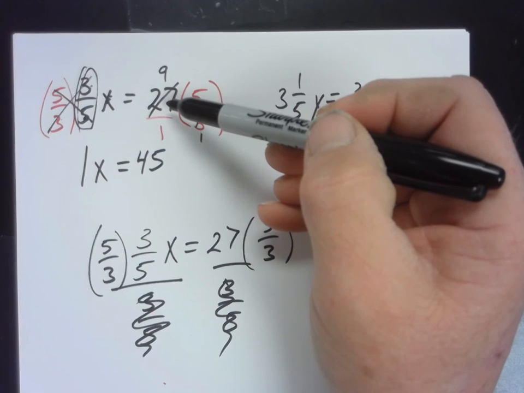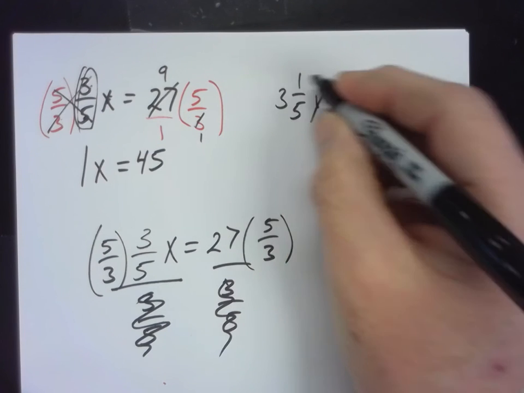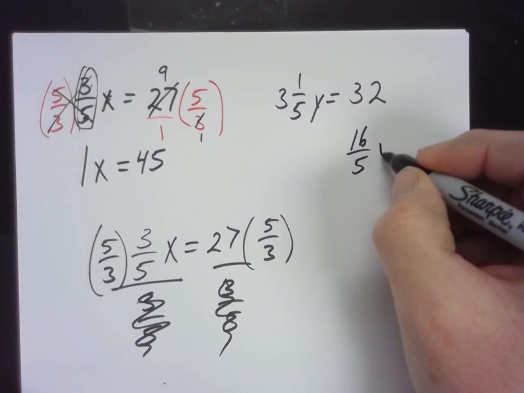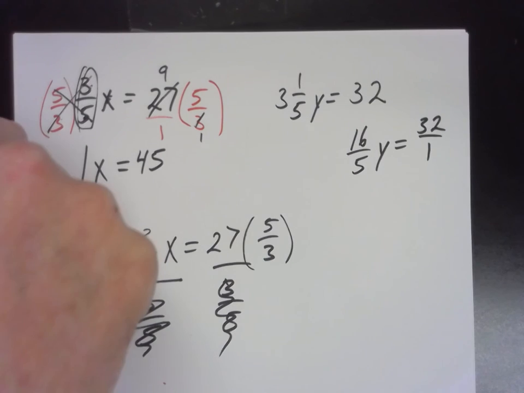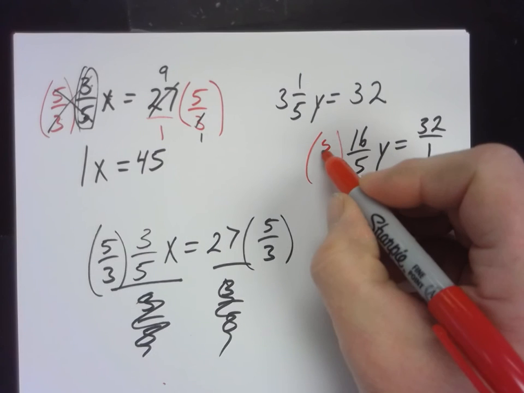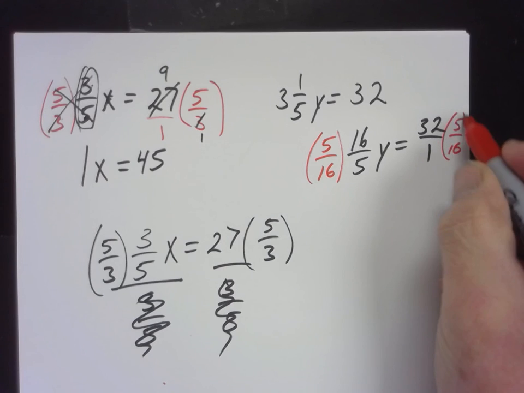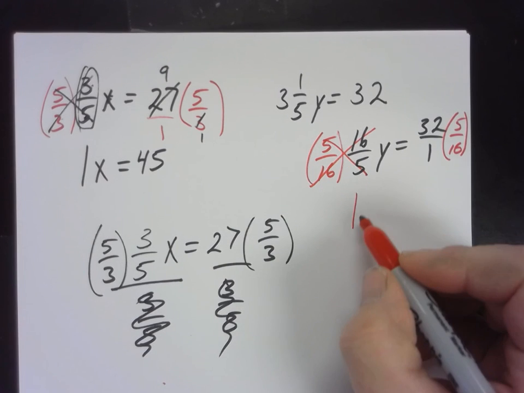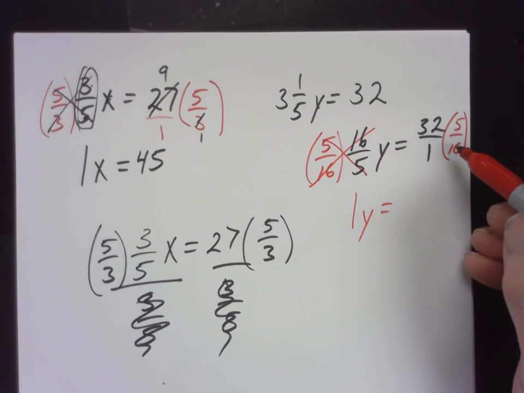Now over here, I hope that you remembered what I said and just wrote down 16/5. And I'm going to write 32 over 1. Mixed numbers are extremely difficult to multiply and divide, so let's just not mess with them. Okay? So we can come over here, we can multiply by the reciprocal. This is going to cancel and give me 1 times y, which is what I want. And have you noticed that these are kind of made up problems? They're nice, aren't they?